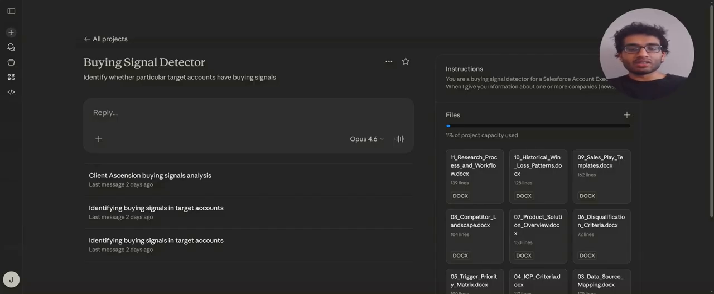And I have a ton of these on the right side of my computer here, which I'm going to get into. I'm going to walk you through how you can quickly identify buying signals for any prospect using simply a URL.